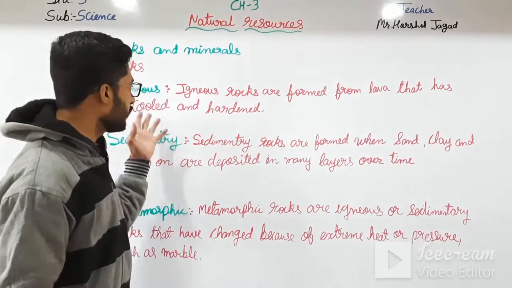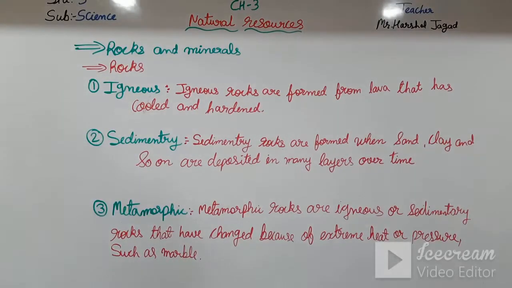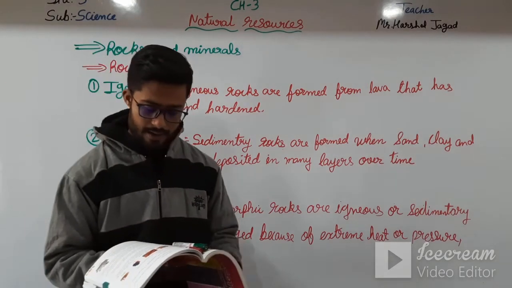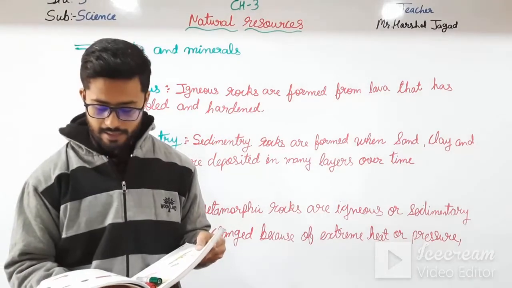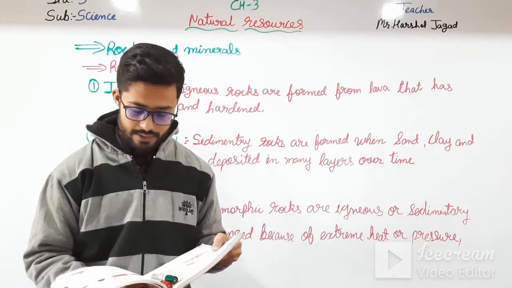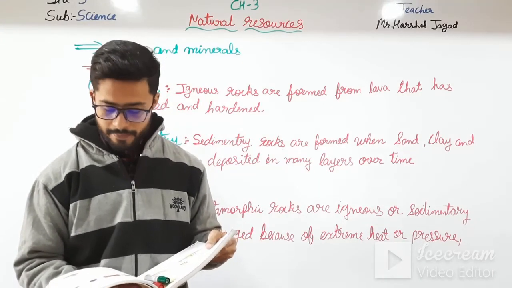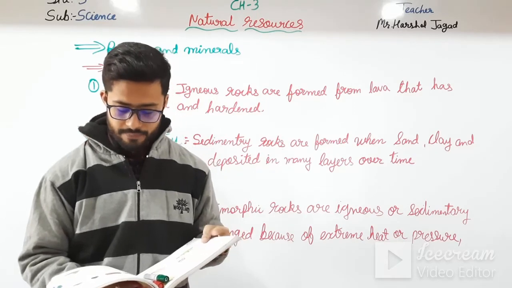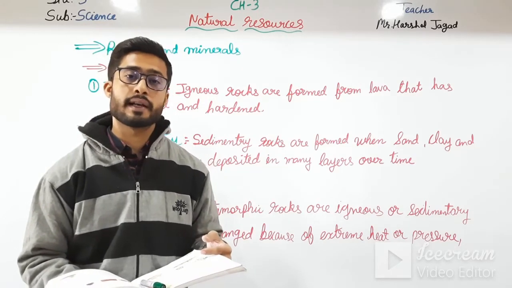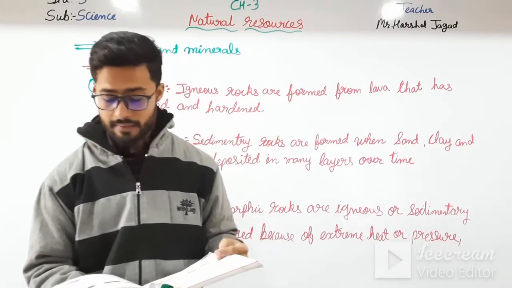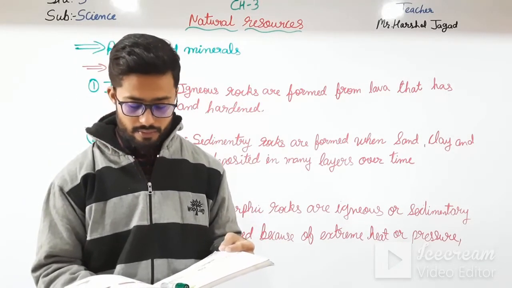Let us see in detail one by one. The first one is igneous rock, formed from lava that has cooled and hardened. Igneous rocks such as granite are used for constructing buildings and roads. They can be polished and used for making floors and kitchen counters in houses, and so on. So granite is a kind of igneous rock which we have seen used for constructing buildings and roads.